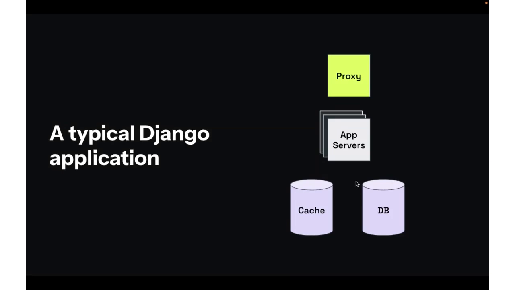On top, we have a proxy. It can be your favorite server like Nginx or your Caddy server or whatever. Then we have our app servers. We have a cache, hopefully, or usually, and a database. That's the minimal thing that you need to run a Django application. Of course, we can have things like a Celery worker or other interesting stuff alongside that. But this is the minimum viable product, the MVP of a Django application.